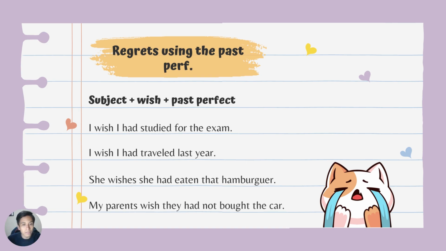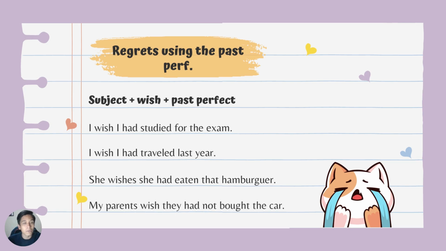Before talking about the past perfect continuous, I looked up another function, which is used when we want to express regret. How is it formed? Well, we just use the verb wish and the past perfect. You know that the verb wish is used to express desire. It's like wanting something with your whole heart.